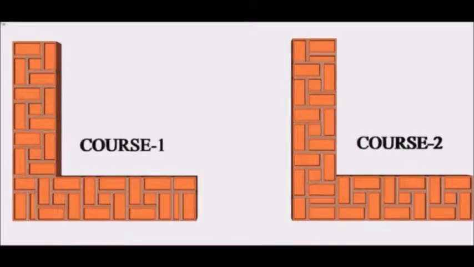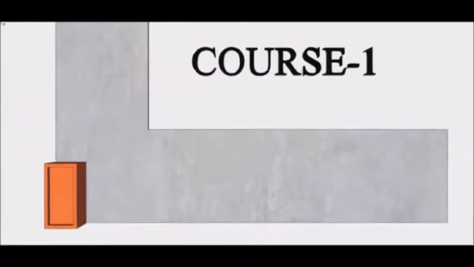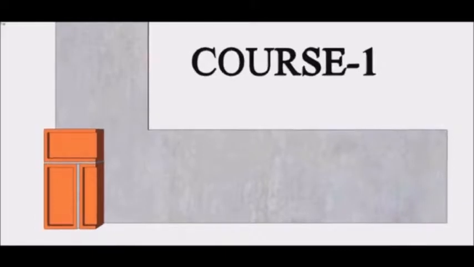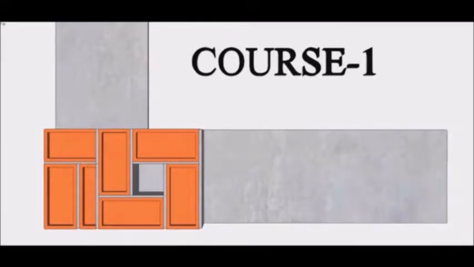Now, let's understand the arrangement of double Flemish bond in a 1.5 brick thick wall. Here are the 2 courses of a 1.5 brick thick wall in double Flemish bond arrangement. In course 1, we will start from a header, a queen closer, and a 3/4 bat. After that, the header and stretcher are placed in such a way that there is a space of a half bat in the middle of the bricks, as shown in the animation.